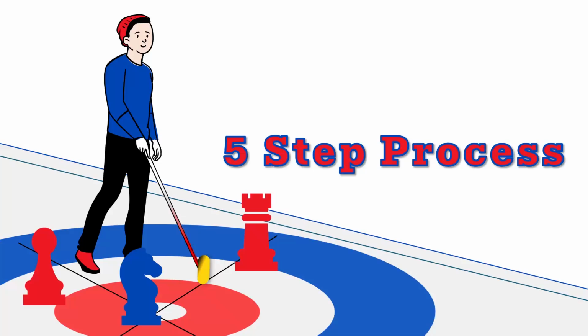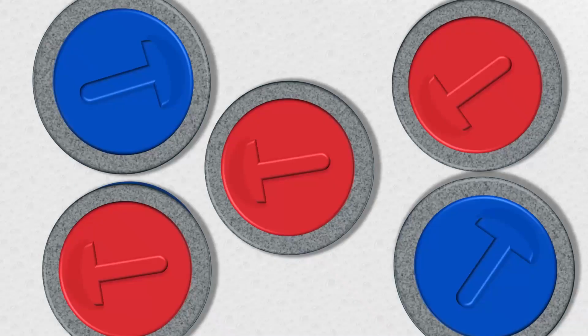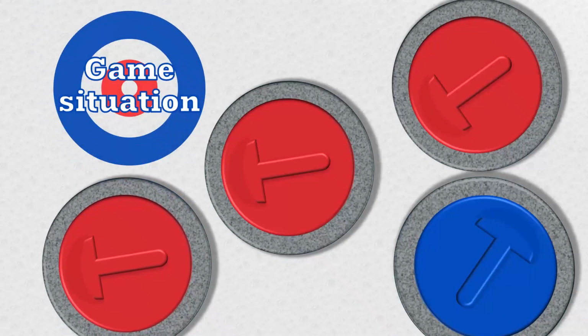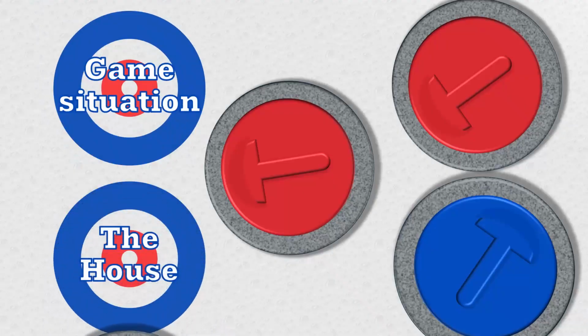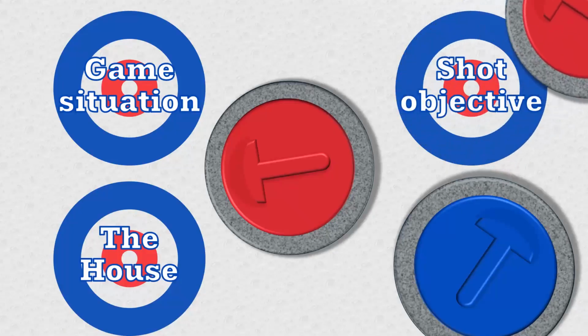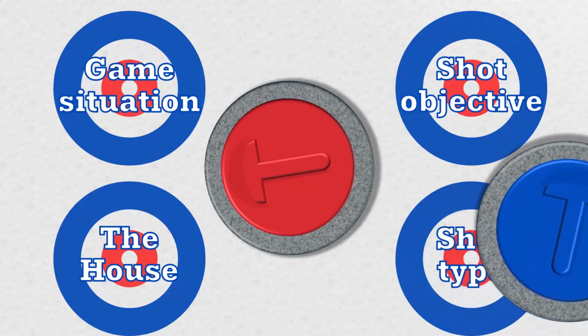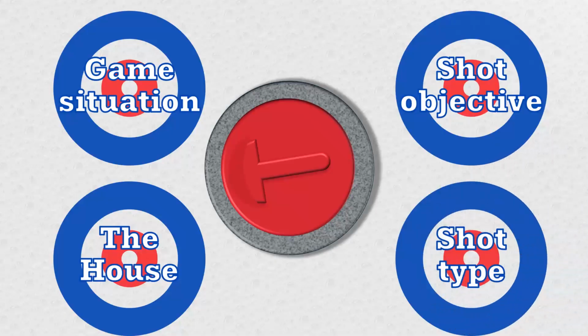We break the skipping process down into 5 steps in calling the shot. The first step is to think about the game situation. The second step is to evaluate the rock locations in the house and how they may or may not influence shot selection. The third step is to decide the basic goal of the shot to be called. The fourth step is to decide the shot type to achieve the goal. The fifth is determining the turn, an amount of ice required to make the shot.